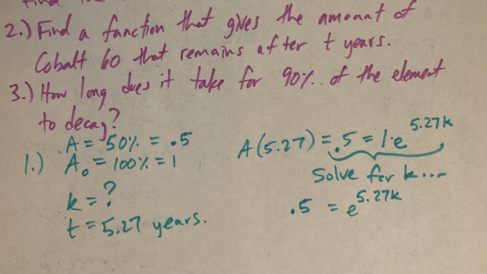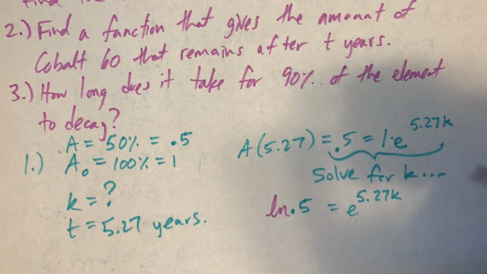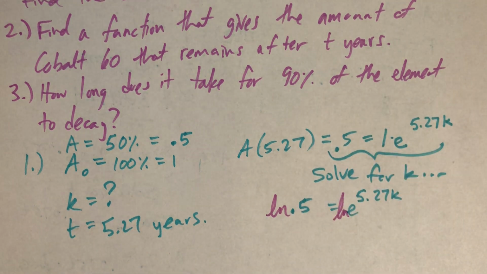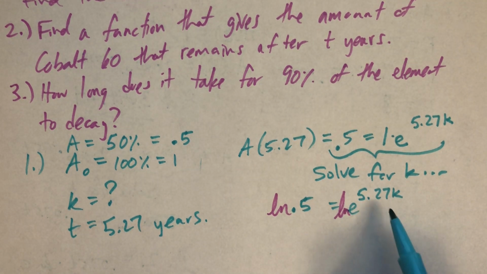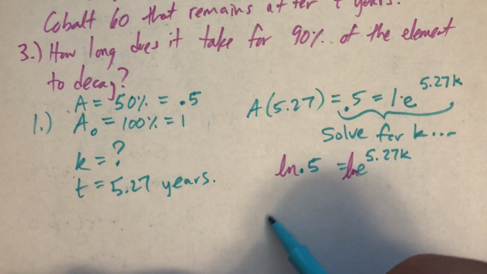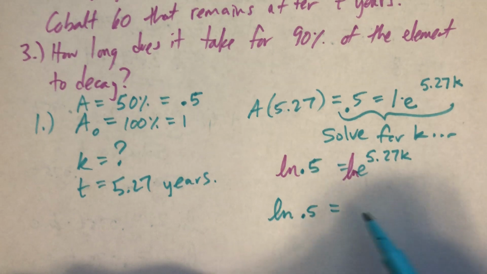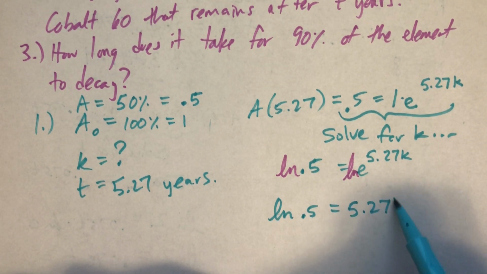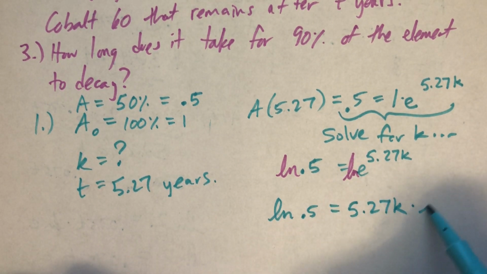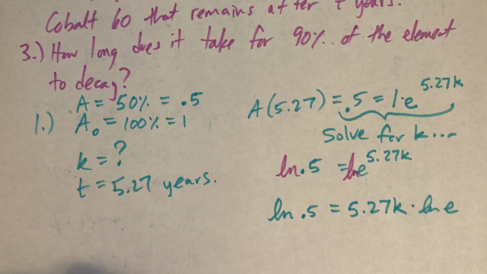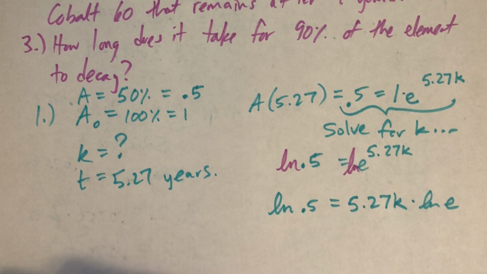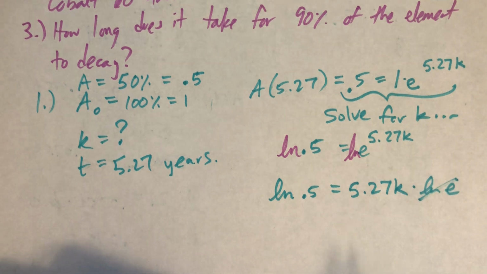So we can just take this and we can either rewrite it with logarithms, or what might be simpler for us to think about is just applying that logarithm to both sides. And now we can use that power rule, right? So we've got natural log of 0.5 is the same as 5.27k times natural log of e. Okay, we know that the natural log of e is just 1, so that just goes away.